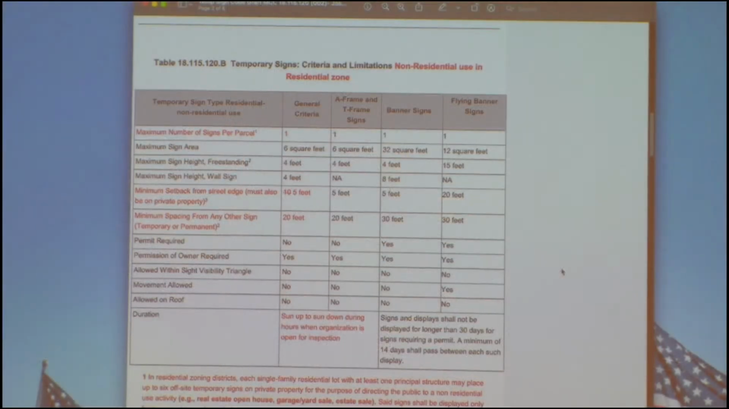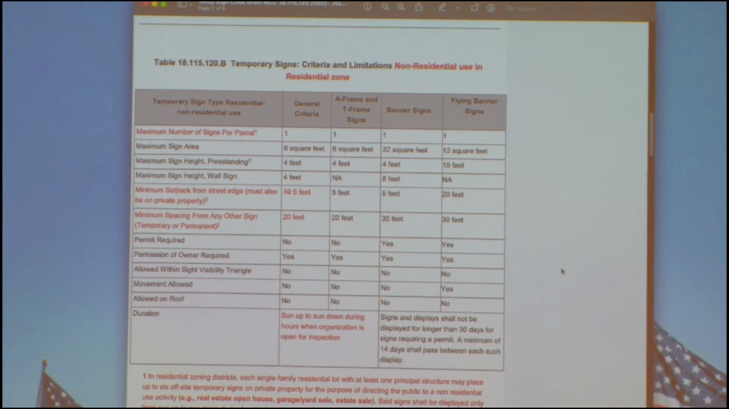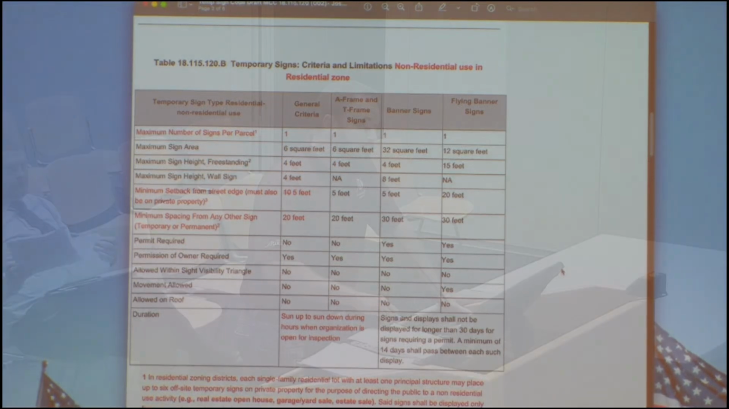And then going down to the second column in the bottom row, we did propose a change of sun up to sun down during the time the organization is open for inspection. This is for the purpose of signs not being left out past an event or placed multiple days prior. So Wes, on that, they will have time before and after the inspection hours to get them up and down, though. Absolutely. Our intent is not to. Yeah, perfect.